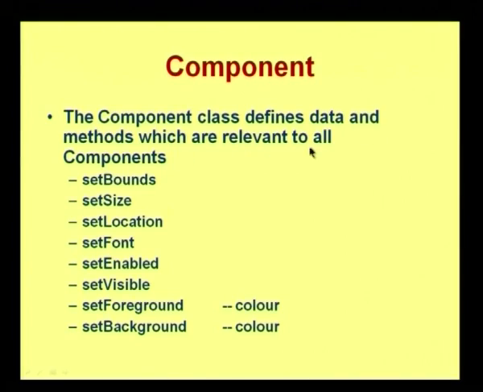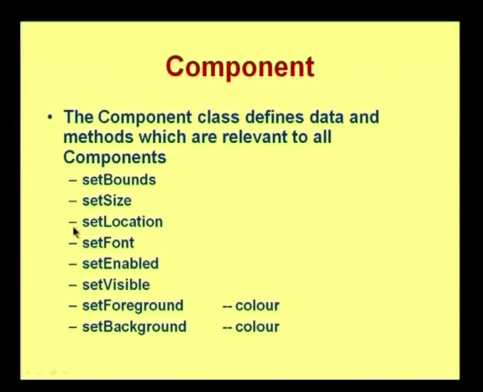So, the component class defines data and methods which are relevant to all the components. This is an abstract class and it has variables and methods which could be used and implemented in all the other derived classes. You can see that set bounds, set size. These are all common for the components. Location of the component, font. You can enable or disable the component, you can make that component visible. You can set the foreground color as well as the background color. These are in general for any component, it may be a button, it may be a label, it may be a text field, whatever may be the component. Your size, your location, your bounds, everything are common with respect to component.